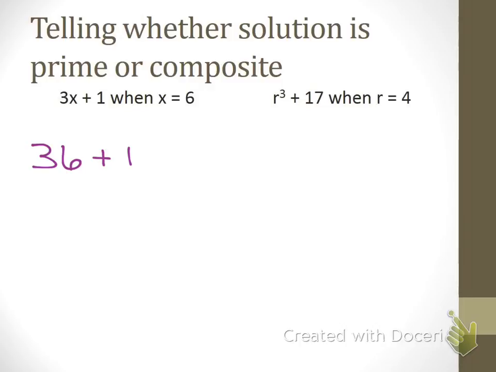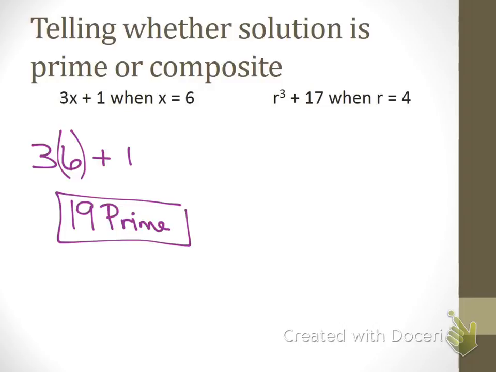What mistake did I make? What operation is shown by a number and a variable next to each other? Multiplication. So when I plug in the 6, I need what around the 6? I've got to have parentheses around my 6. Now I get 19. Is 19 a prime or a composite number? It's prime. Why is it prime? Because no other number besides 1 and the number itself goes into 19.